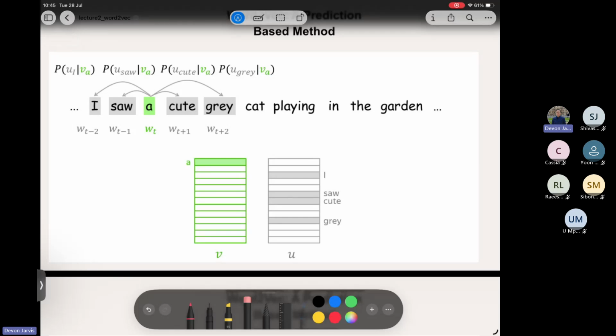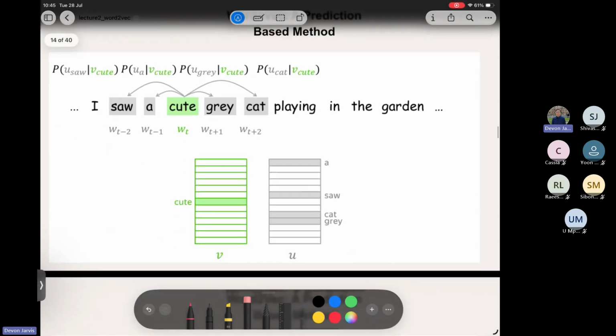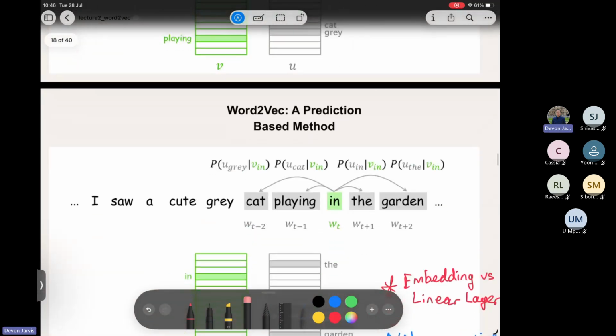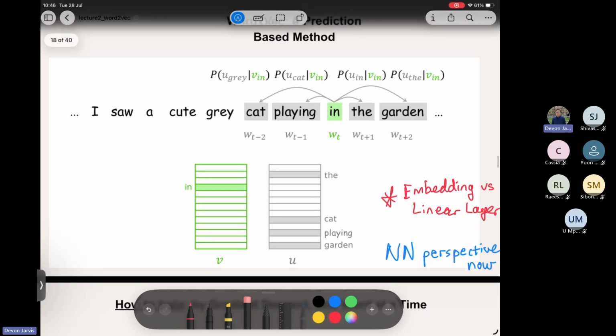But again, all we're going to do is say, well, I saw the word A. I'm going to now go into my context embeddings. I'm going to take the dot product with A. I saw cute and gray. We're going to try and push those probabilities up. I'm going to repeat it for cute. A saw cat gray, gets pushed up. And eventually, by pushing up all of these probabilities, we should hopefully start to pull words together.